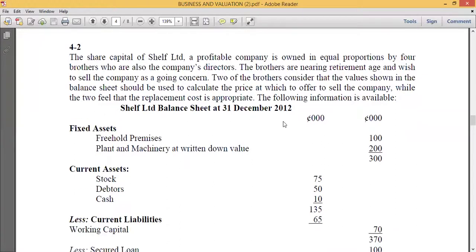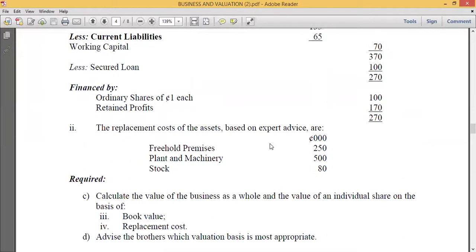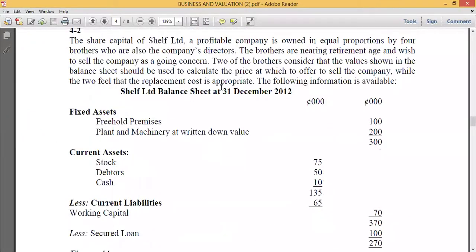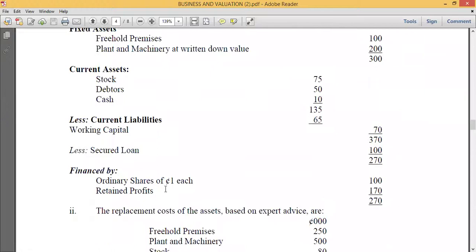So one is using what? Net asset. Today we are doing the net asset method. So let's see the net asset. Now the company Chef Limited, their balance sheet is here. Very straightforward. Freehold property, stock, cash. Then less working capital, secured loan, financed by. We are done.